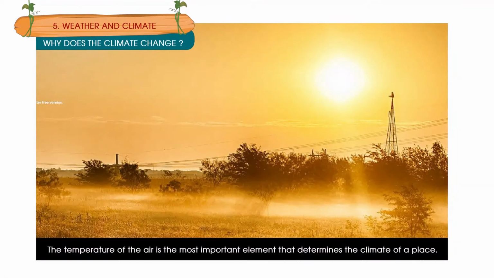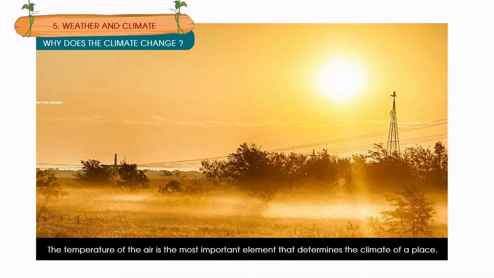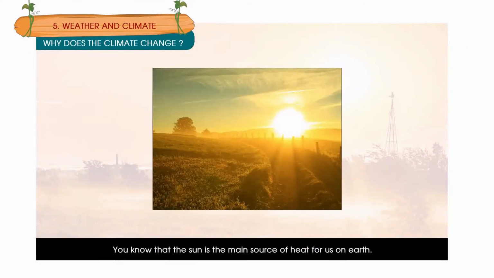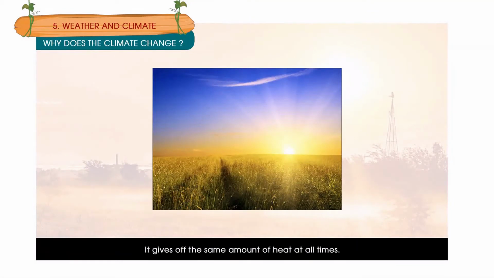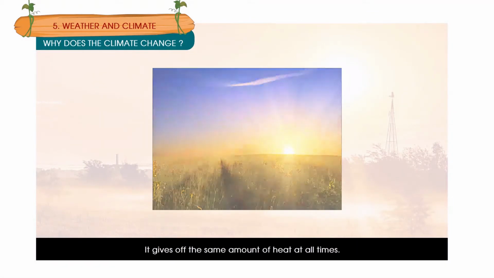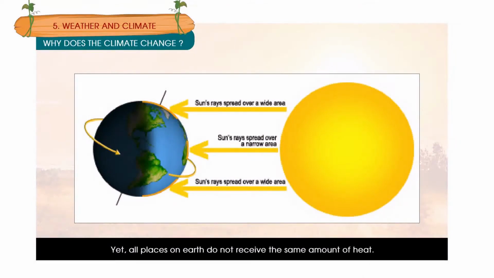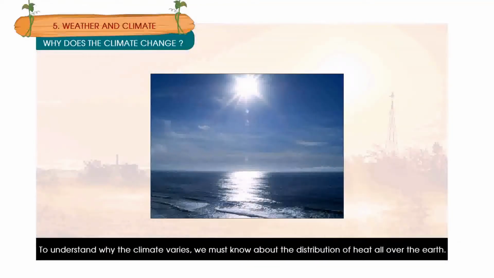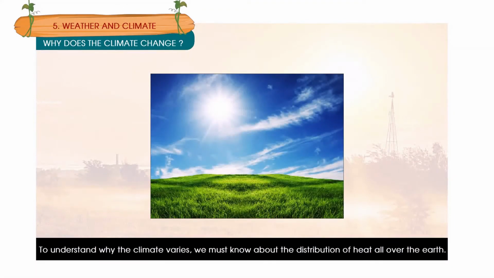Why does the climate change? The temperature of the air is the most important element that determines the climate of a place. You know that the sun is the main source of heat for us on Earth. It gives off the same amount of heat at all times. Yet, all places on Earth do not receive the same amount of heat. Also, in a day, it is warmer at noon than in the morning and evening. To understand why the climate varies, we must know about the distribution of heat all over the Earth.